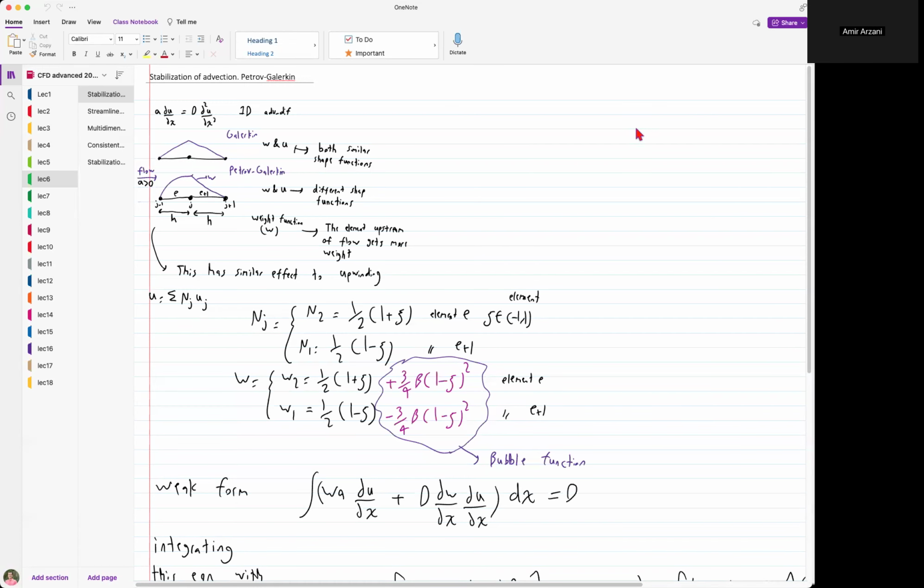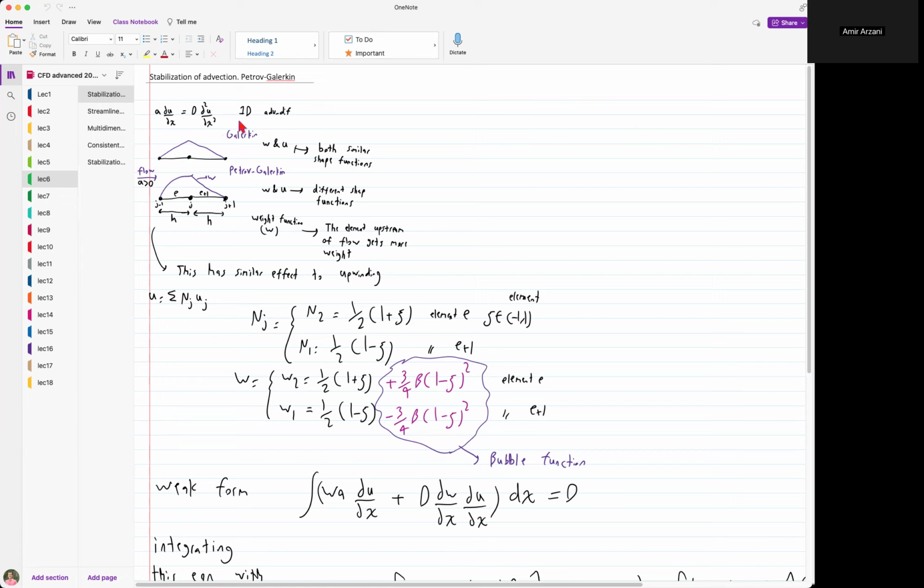Hi. In this lecture, we will talk about stabilization of the advection-diffusion equation with the finite element method, and specifically, we'll talk about the Petrov-Galerkin methods and work our way towards the famous SUPG method in solving the advection-diffusion equation. So let's consider the 1D advection-diffusion again. We'll start with the 1D equation one more time, and then we'll talk about the multidimensional transport.